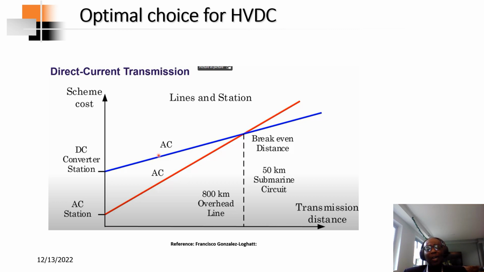So for overhead lines, the break-even distance is 800 kilometers. For submarine cable, it's about 50 kilometers. And for underground cable, similarly, about 50 to 80 kilometers.